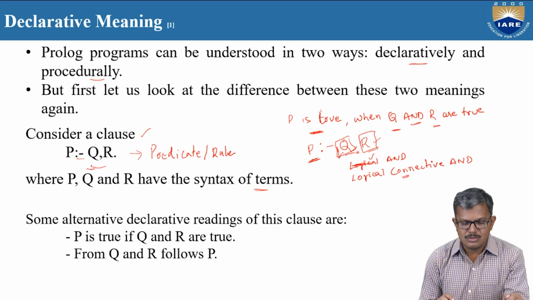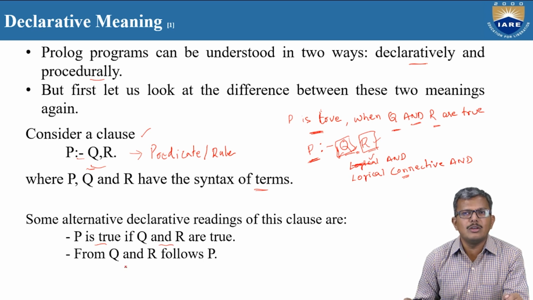And there are some alternatives also. These alternatives I have already explained to you. What is that? P is true if Q and R are true. We can also read this statement in a different way: from Q and R follows P. So one statement says that P is true if Q and R are true, or otherwise you can read that statement as from Q and R follows P.